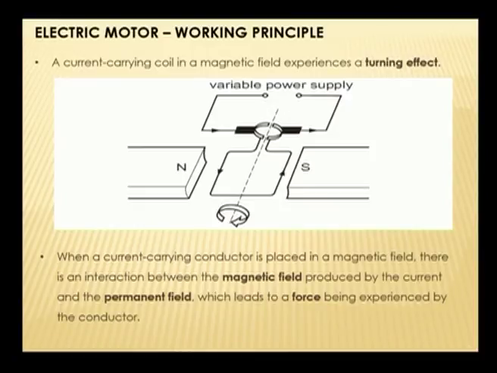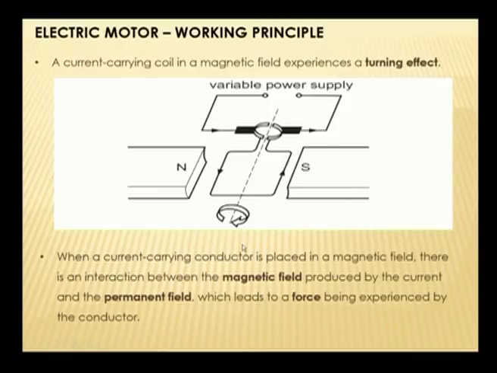It is a current carrying coil in a magnetic field, and it experiences a turning effect. This is a schematic diagram. N represents north pole, S is south pole. There are 2 poles of a magnet, and the coil in the center is connected to a variable power supply, and when it is in the magnetic field it rotates; it experiences a turning effect.